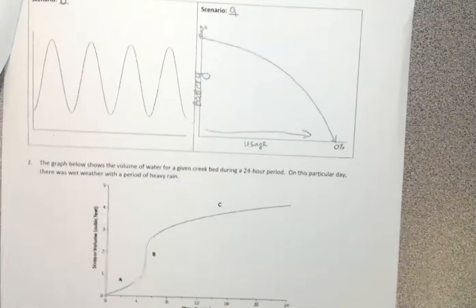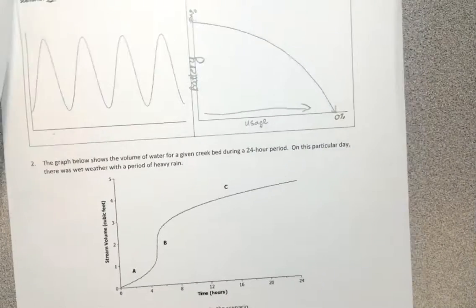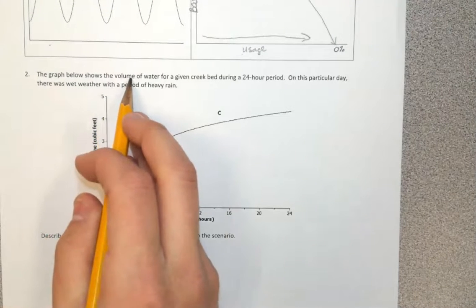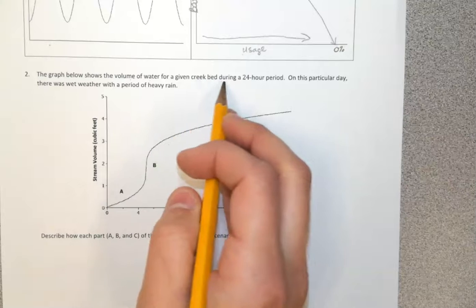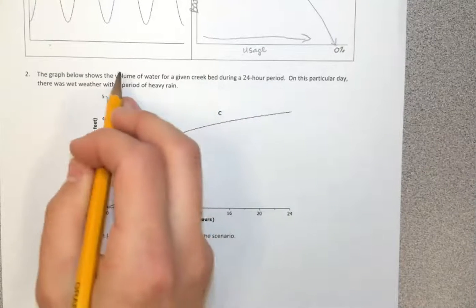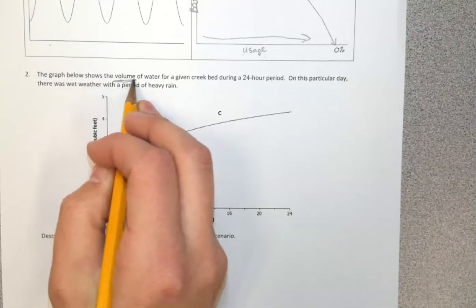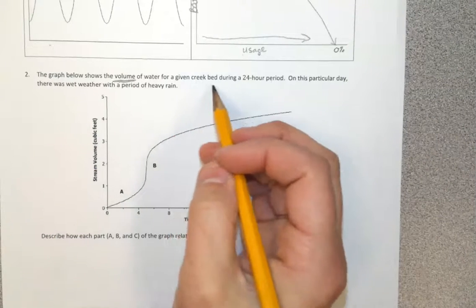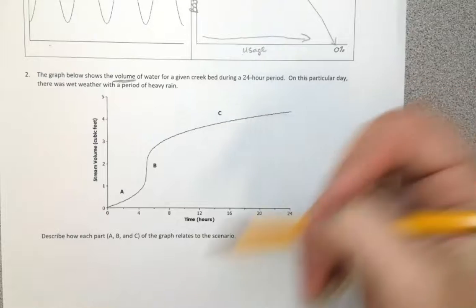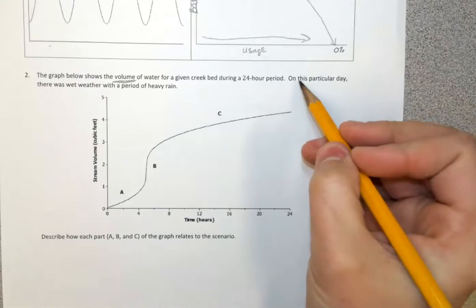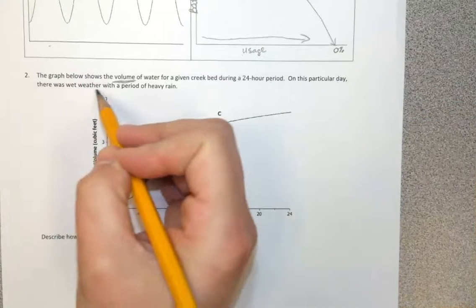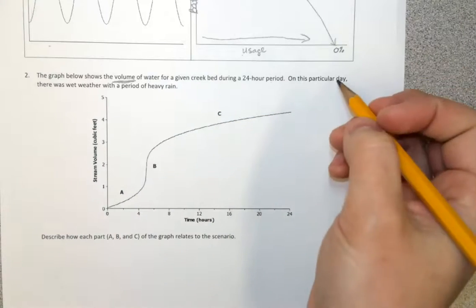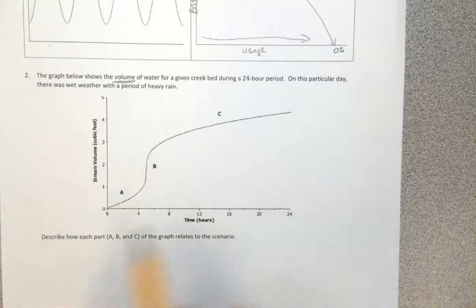Let's look at 2 as well on this problem set. Number 2. It says the graph below shows the volume of water for a given creek bed during a 24-hour period. Now, remember we talked about volume just recently in class, and volume is the amount of water that can be found in that creek bed. So the amount of water that's in that creek bed, the amount that it is full. On this particular day, there was wet weather with a period of heavy rain. So picture that. You have a riverbed, and then it's raining throughout the day, it's going to fill up.